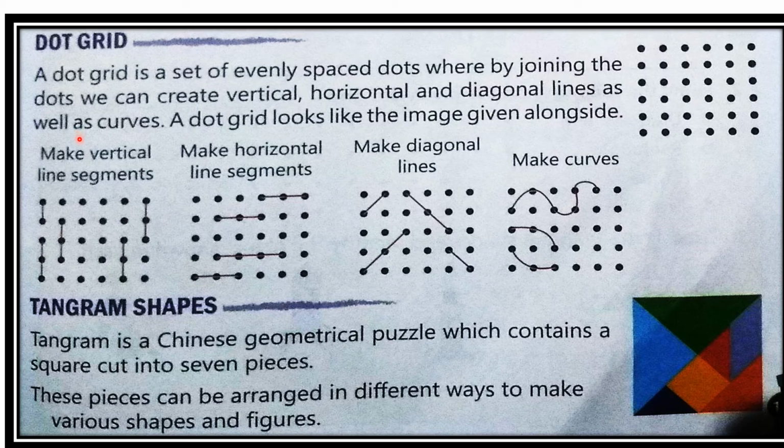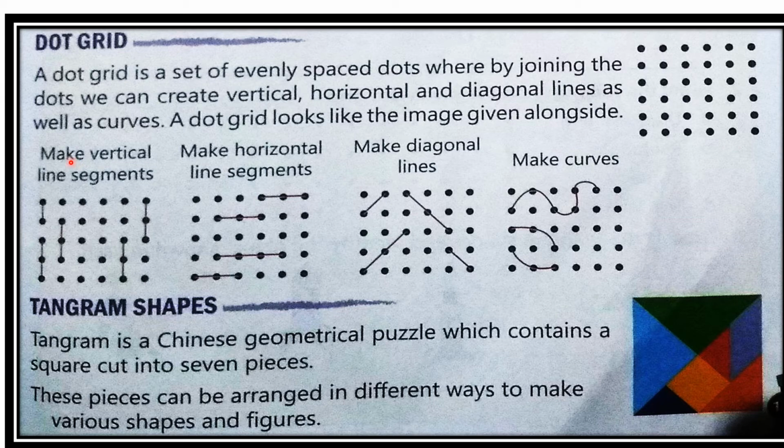So here, children, dot grid. What is a dot grid? A dot grid is a set of evenly spaced dots where, by joining the dots, we can create vertical, horizontal, diagonal lines as well as curved lines. It means these dots are at an equal distance from each other. By joining these dots, we can form different types of shapes and figures. Got it, children? Different types of shapes, lines and figures.